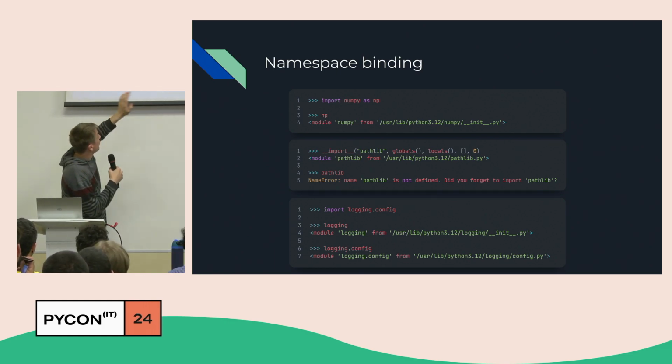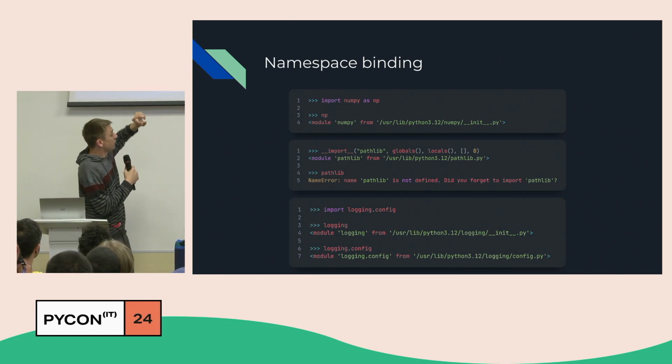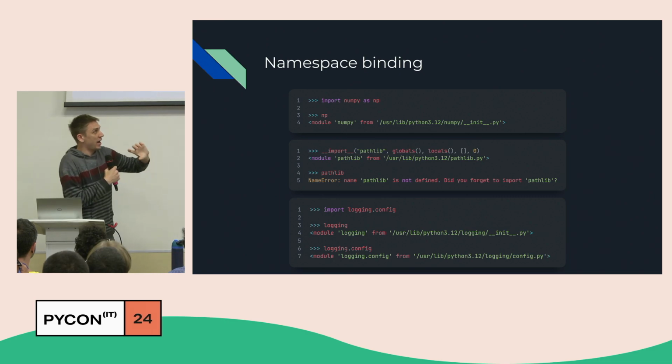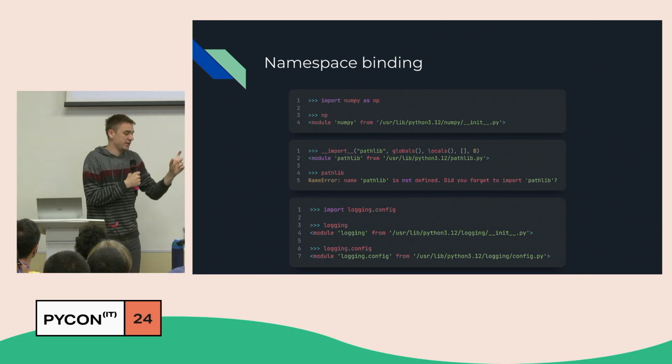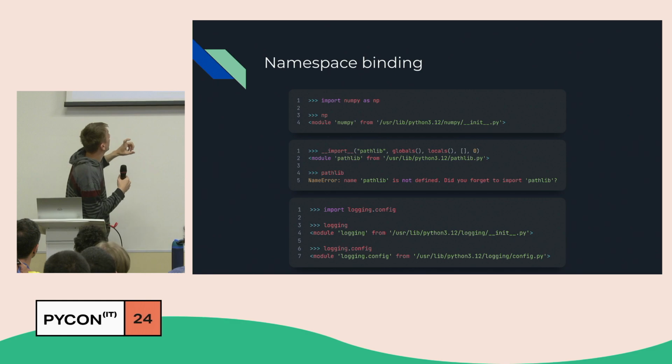So in this case, when we import numpy as np, the import statement needs to first load the numpy module and then bind the result to an np variable. So it's not going to be bound to the name of the module. It's going to be bound to the argument provided to the keyword. Note that using the double underscore import method does not bind to the namespace.